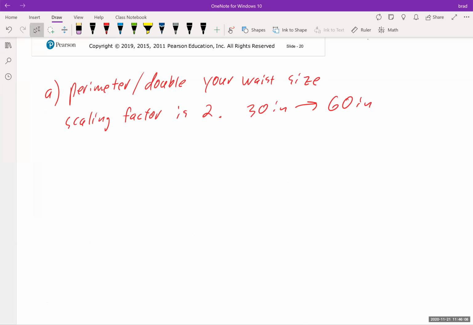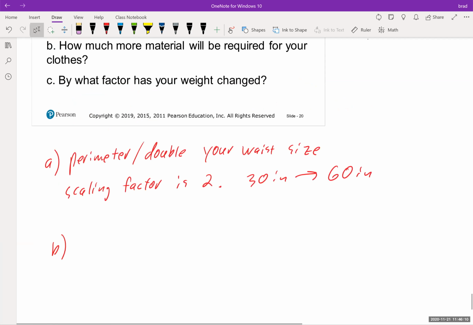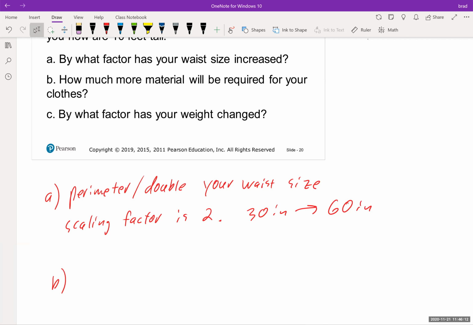Okay, so let's look at part B. Part B says how much more material will be required for your clothes. Now that's surface area, right? So that's area, and that's not volume, that's not length. That's how much actual material would be used for your shirt if you became double in size. So this is area, and that means that we are going to square the scaling factor.